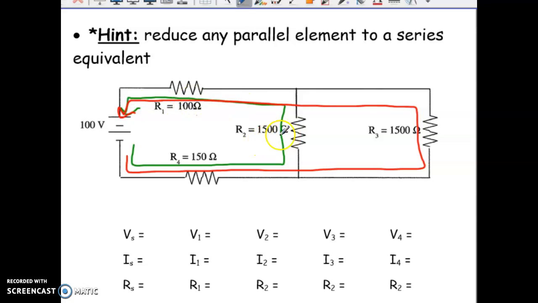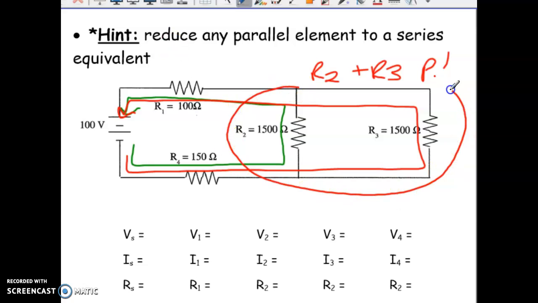Okay, so R2 and R3 are parallel to one another. This line and this line. But technically, R1 and R4 are in series with each other. So what we would want to do here is figure out what this section of the circuit is all about. And then once we understand this, we're going to get the equivalent of them together. Okay, so this will make more sense once we get into it.